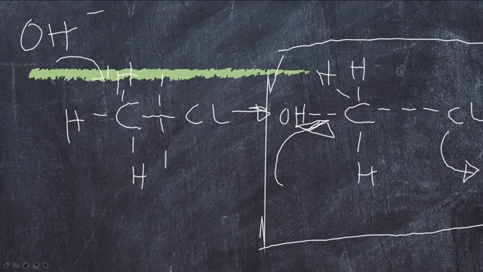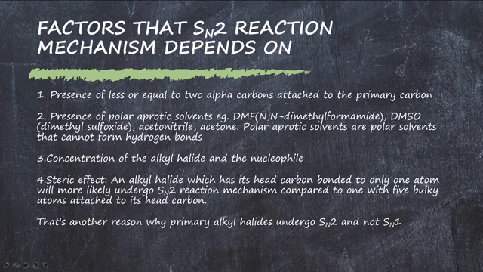Now that's all about SN2 reaction mechanism. Now let's talk about the factors that SN2 reaction mechanism depends on. I've given you the factors which SN1 reaction mechanism depends on, but now for SN2 reaction mechanism, like I told you earlier, the first is the presence of two or fewer alkyl carbons attached to the alpha carbon, that is, two or one carbon attached to the alpha carbon. That's why I told you primary alkyl halides favor SN2 reaction mechanism.